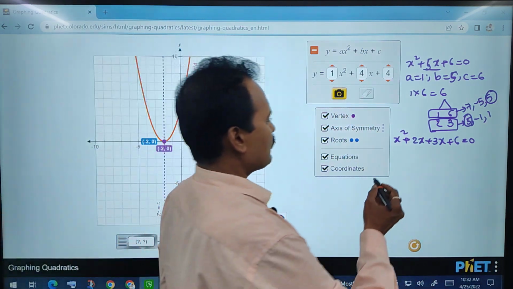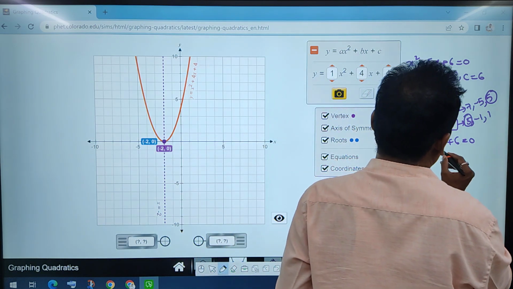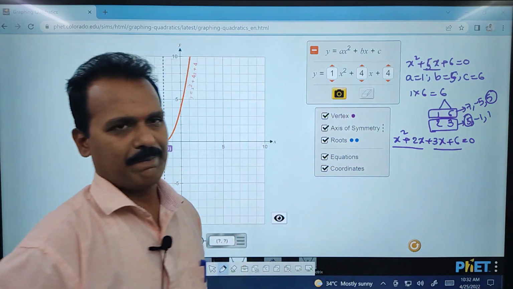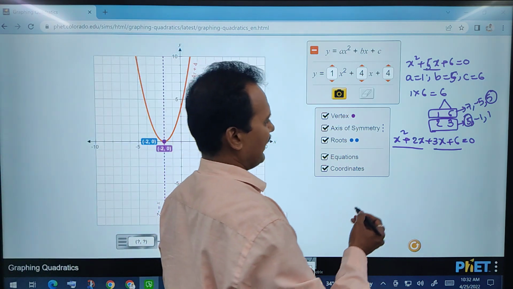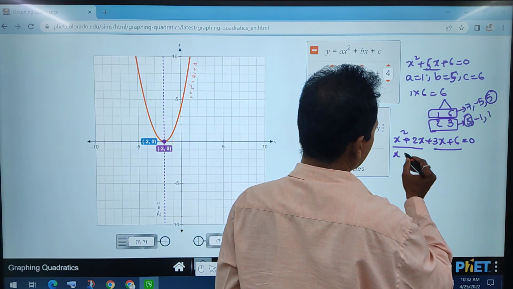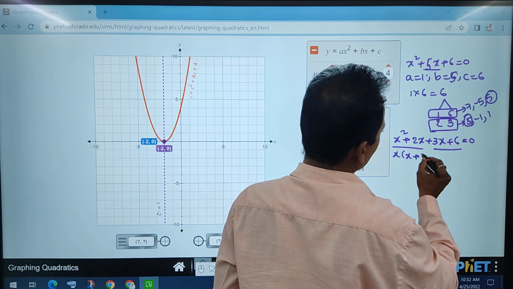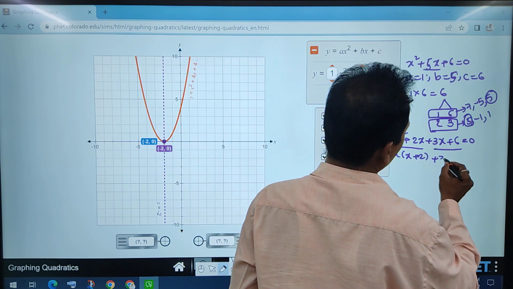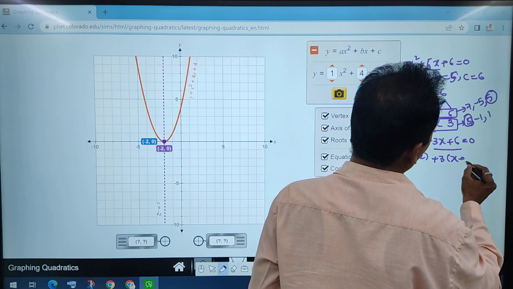Now again, take the first two terms as one set and the last two terms as one set. From the first two terms take out common x. If you take out common x, x into x plus 2, and here plus 3 into x plus 2 equal to 0.